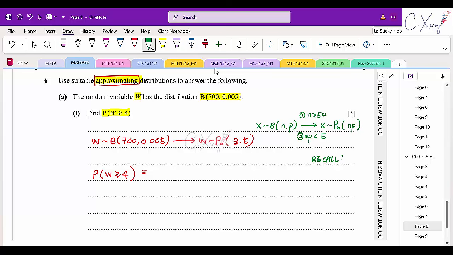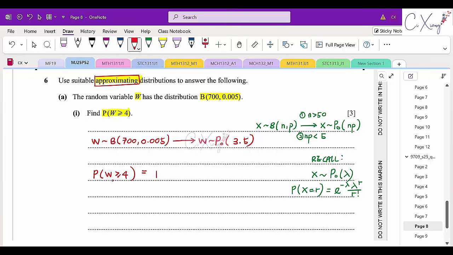For a Poisson distribution, what is the formula for X equals r? To calculate the probability, it will be e to the negative lambda, lambda power r divided by r factorial. Same thing happens for our case here. Our lambda is 3.5. Let's have a look at what we want. W greater than or equal to 4 means you have to start from W equals 4, W equals 5, W equals 6 until infinity, which is impossible for us to calculate.